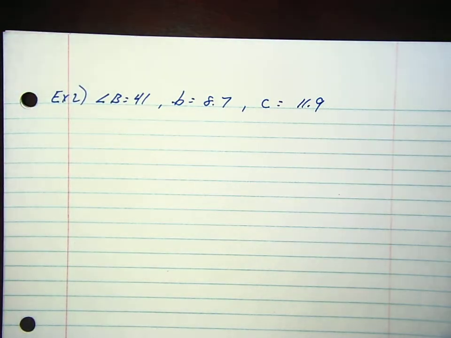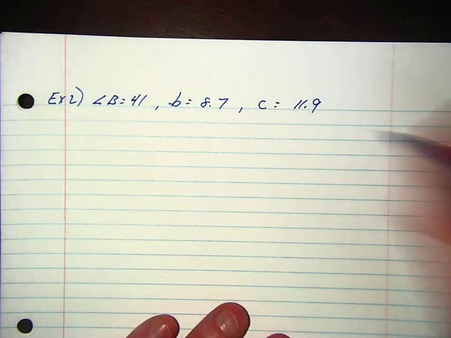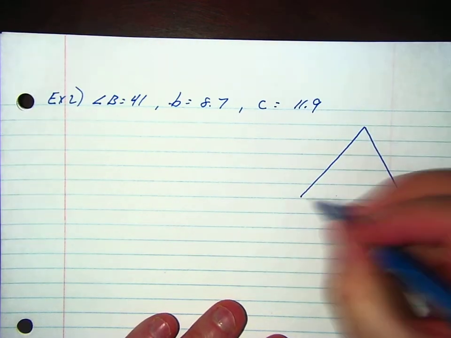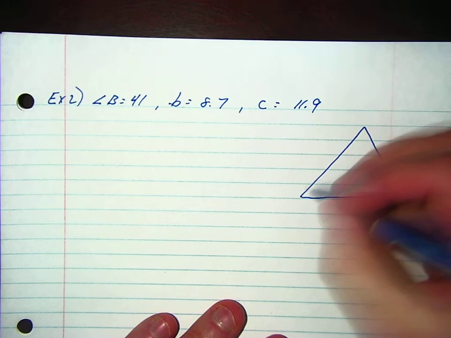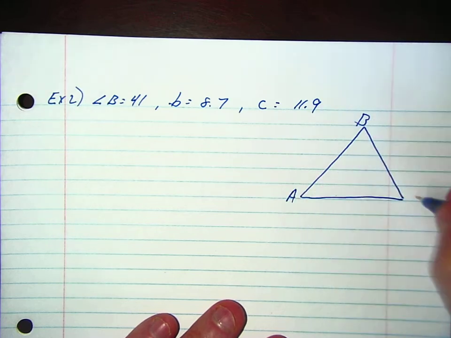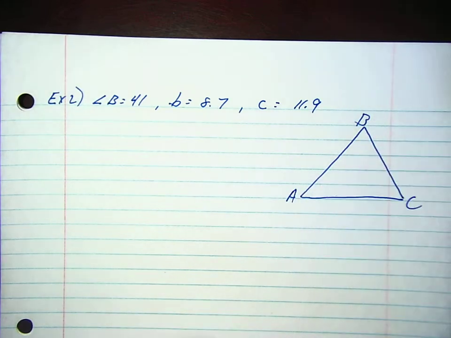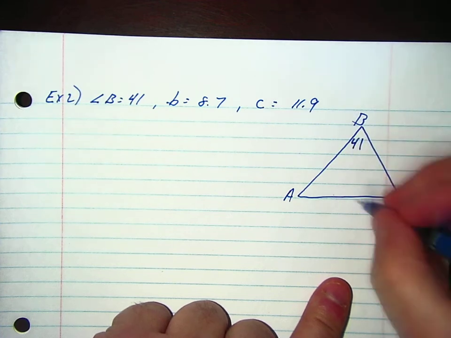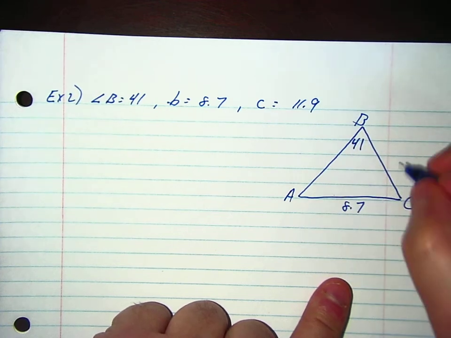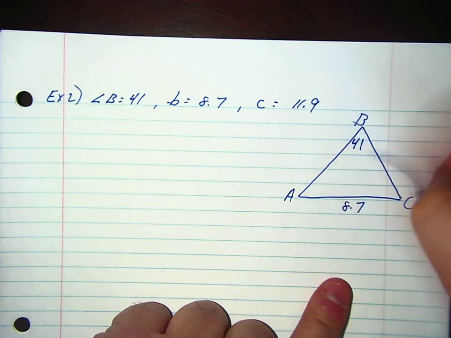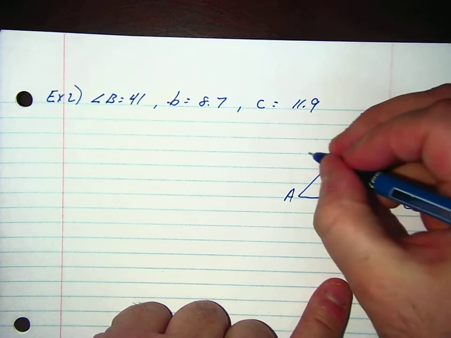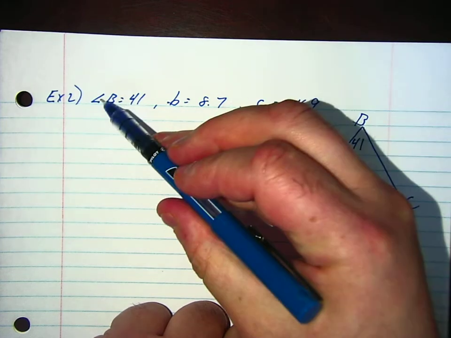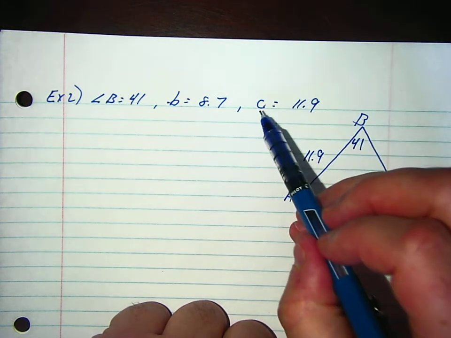So like I said before, I expect you guys to draw the triangle every single time. If you don't, I'm going to make you go do it over again and draw the triangle. So we got triangle A, B, C. Putting our measurements in. Angle B is 41. Little b is across from angle B, 8.7. Little c is across from angle C, so that would be 11.9. Don't put that as an angle. It doesn't have an angle sign, so that's a side. Okay.